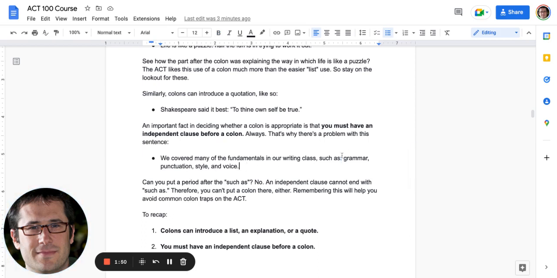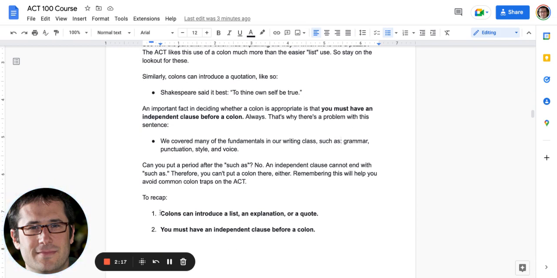This is super tricky because, oh, it's a colon and it's a list. Yay. But no, because can you put a period after the such as? No, you can't say we covered many of the fundamentals in our writing class, such as, period. Nope. So that's not an independent clause, which means you can't have a colon after it, right? That is a very common trap on the ACT, so that will help you avoid that.